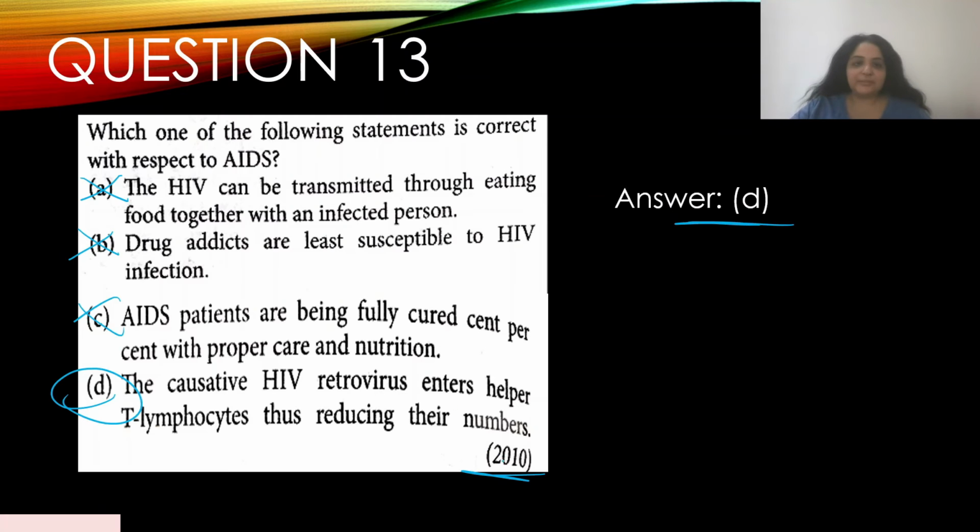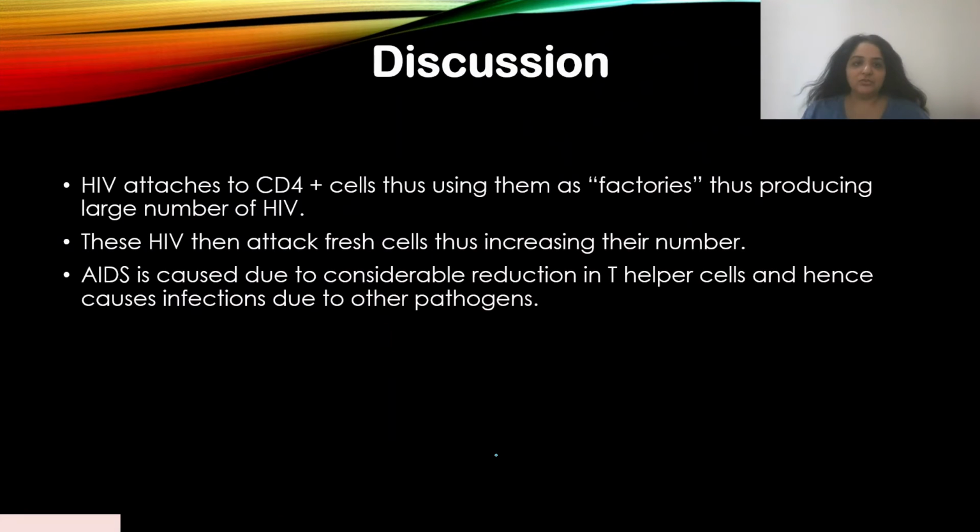So the HIV attaches to CD4 plus cells, using them as factories, thus producing a large number of HIV. We already discussed this. When they begin to attack T helper lymphocytes, which are also CD4 plus cells, and those helper T cells reduce in number, it obviously leads to AIDS. All right, so clear. Let's move on then.